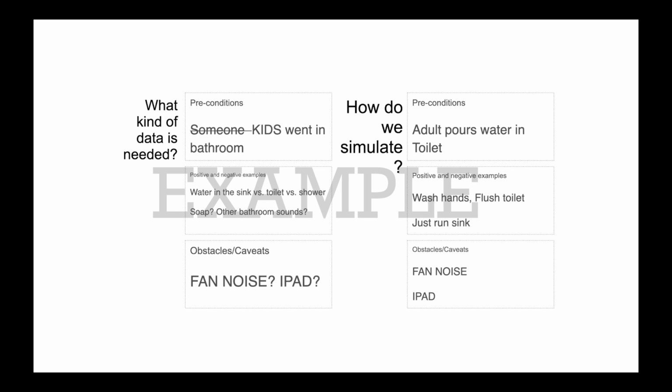So then the next step, once you understand what the obstacles are and what kind of data you need, you could think about how to actually simulate it. One way of simulating that someone is using the restroom is pouring water into the toilet and then not washing and not running the faucet or flushing the toilet, or just running the sink, to understand whether the system can actually distinguish the different sounds. And just generating these sounds, you can just record them.